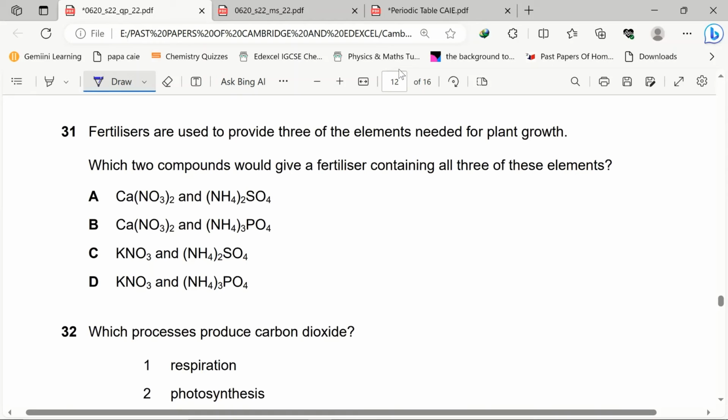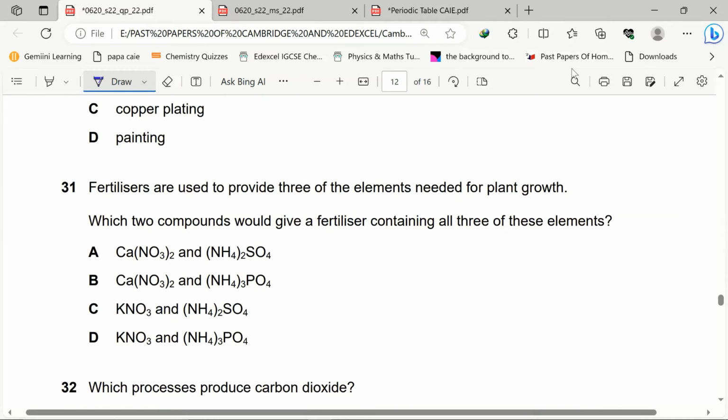Number 31, fertilizers are used to provide 3 of the elements needed for plant growth. Which 2 compounds would give a fertilizer containing all 3 of these elements? So we know for plant growth, we need potassium and phosphorus, and we need nitrogen. So D should be the only correct answer. Potassium nitrate and ammonium phosphate should give us all 3 elements which are required.